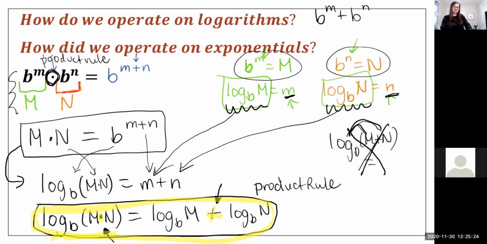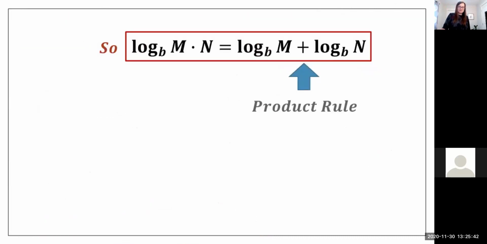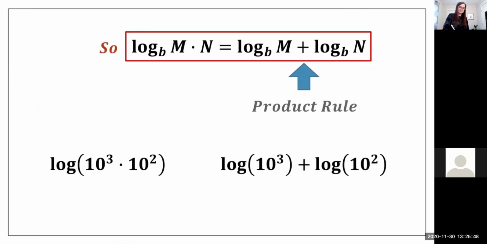There's no distribution. Get rid of the idea of distribution from your mind when you're working with logs. We don't know what that is, we just have to leave it as is. So just be really careful: multiplication inside becomes an addition outside. So here it is, product rule, multiplication inside. And so we can try a couple of examples.